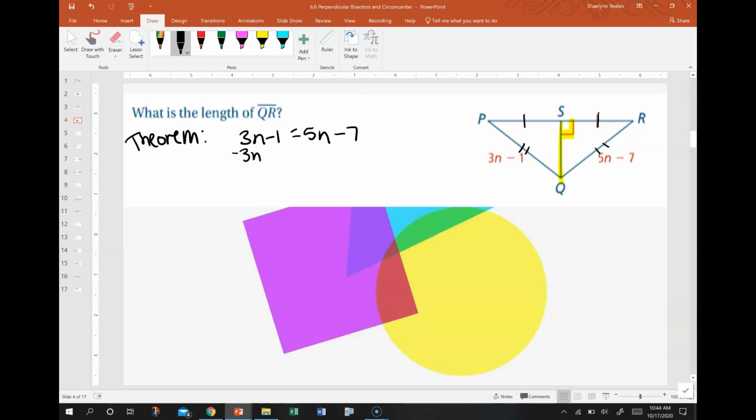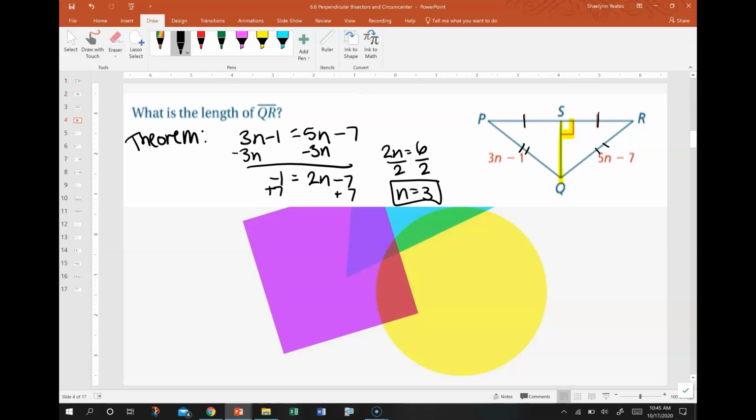Then I get all my n's on one side. I have negative 1 equals 2n minus 7. We add the 1 to both sides, we add the 7 to both sides, and I get 2n equals 6. I divide both sides by 2, and I get n equals 3. Ta-da! That's the value of n.